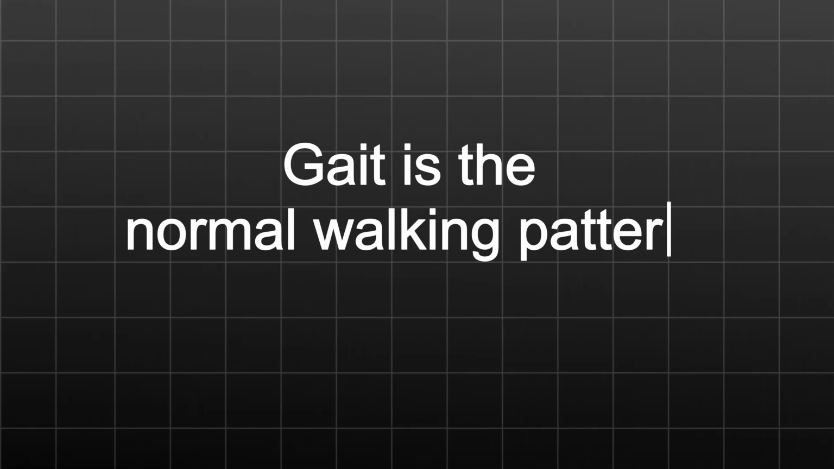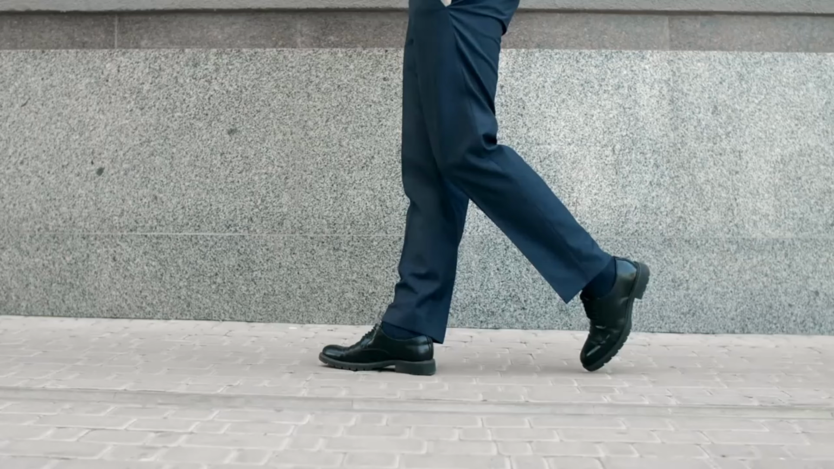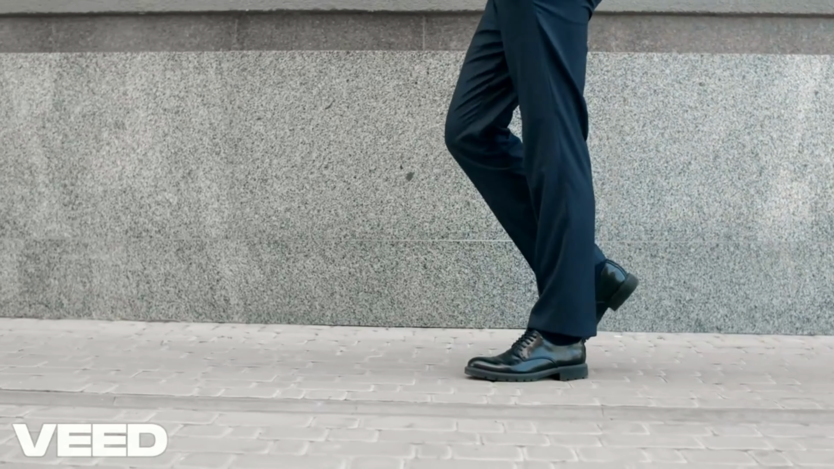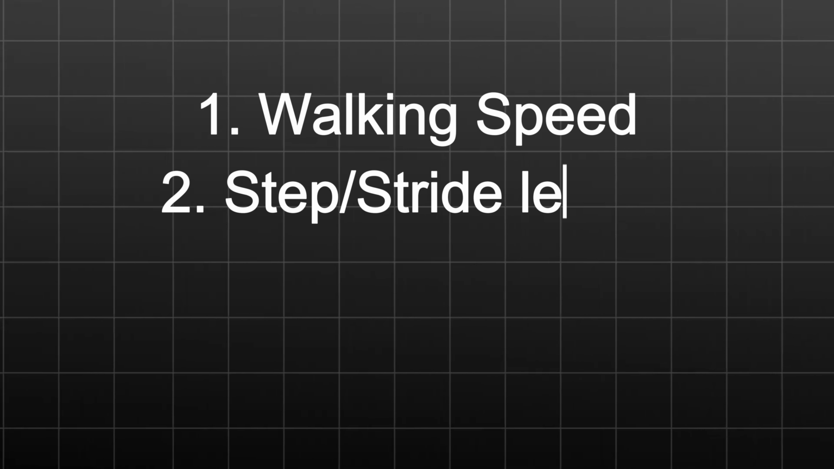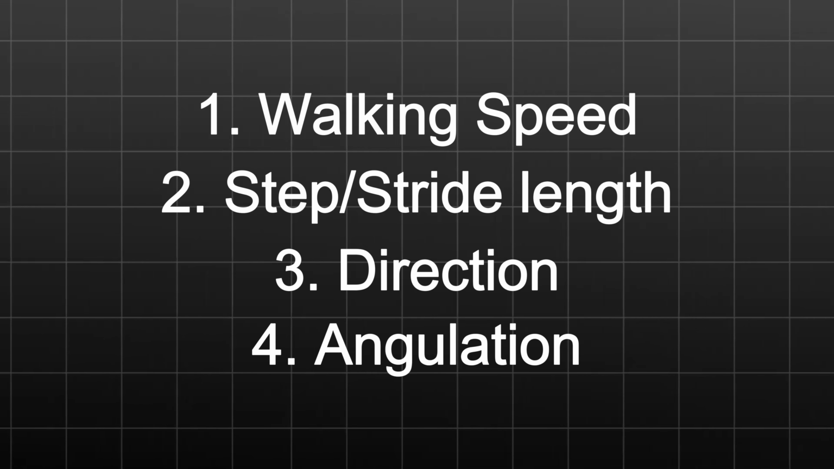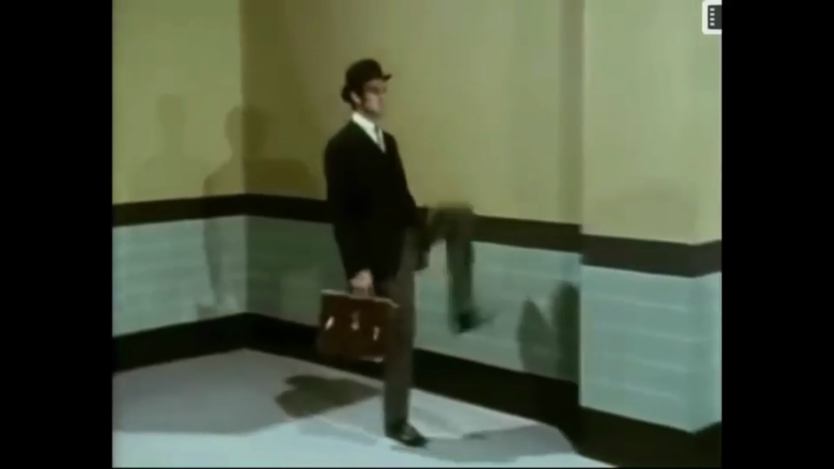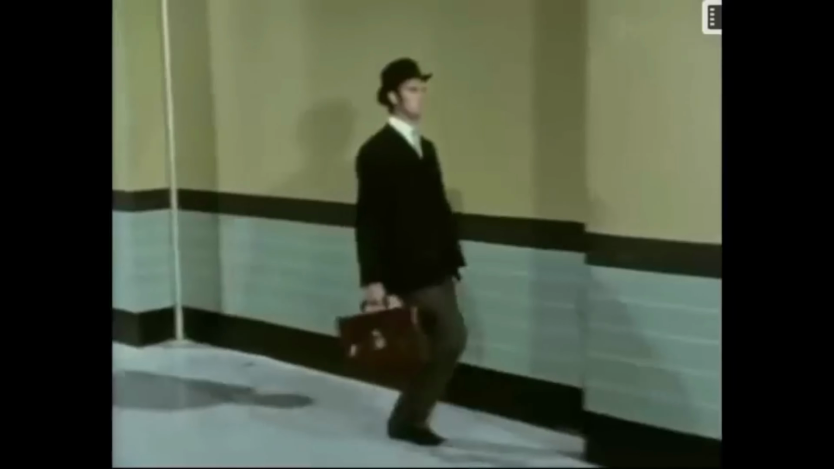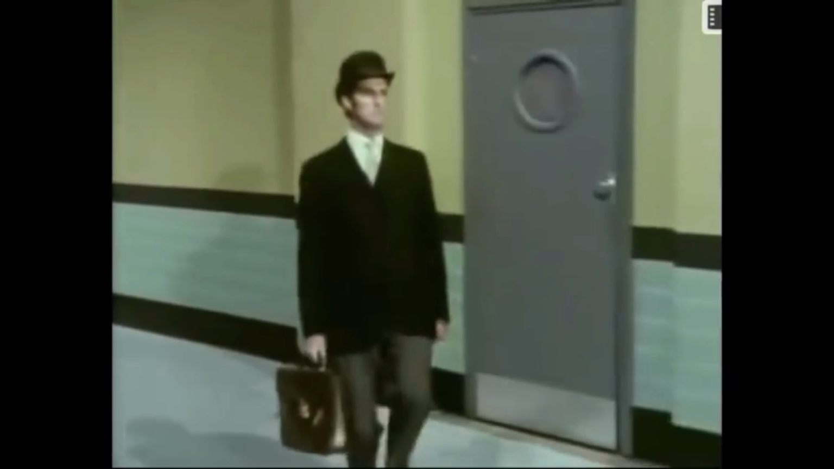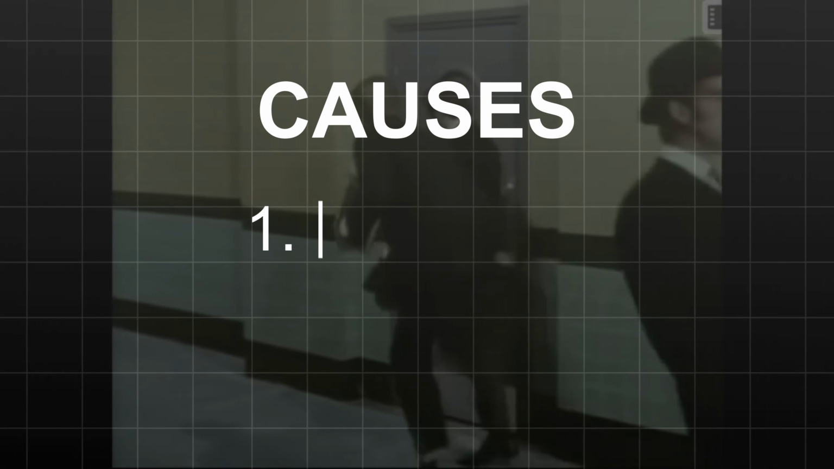To understand pathological gait, first we have to know about normal gait. Gait is the normal walking pattern for individuals. Generally, it explains how a person walks, which includes the walking speed, step and stride length, direction, angulation, etc. Any kind of variation from the normal walking pattern is known as pathological gait. Mainly pathological gait occurs due to any kind of pathology or injury.